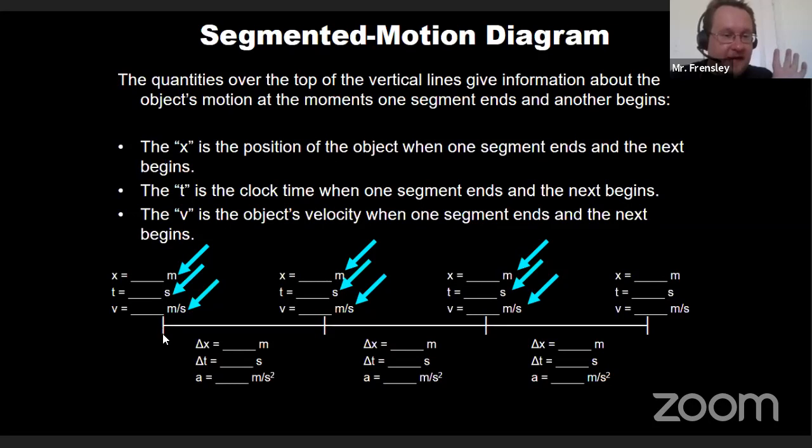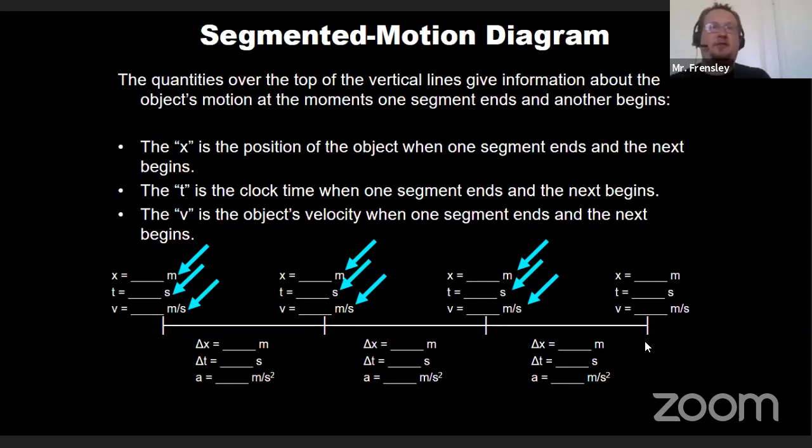You see that above each of these vertical lines, there's an X, a T, and a V. These vertical lines are the starting point and when the segments change over. So this is where you are, what time is it right now, and how fast are you going at the very beginning of the problem. Where are you? What time is it on the clock? And how fast are you going when you stop the first motion and start the second motion? Then where are you? What time is it on the clock? And how fast are you going when you go from the second to the third segment? And then you get the idea. Where are you? What time is it on the clock? And how fast are you moving at the very end?